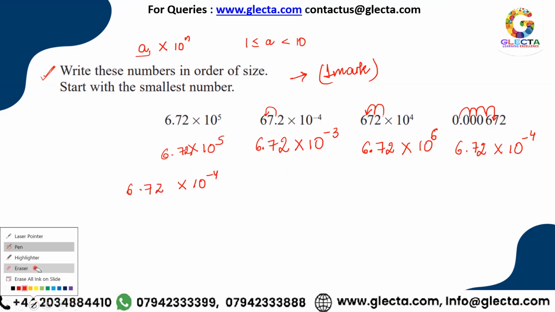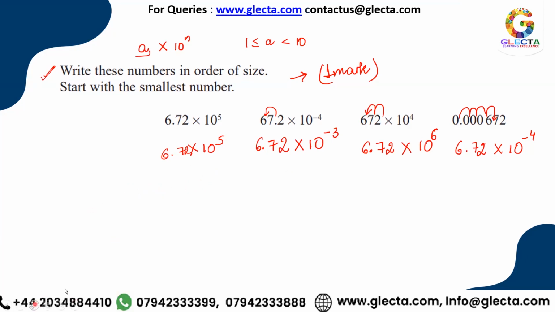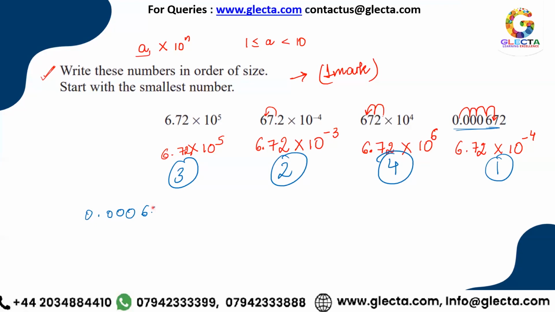Let me not write it again because I'll rewrite the final answer only once. So this is my first number, this is my second number, this is my third number, and this is my fourth. But when you have to give your answer in your exam, you would write it in the order given in the question. So you would write 0.00672 first, then 67.2 times 10 to the power minus 4. Then 6.72 times 10 to the power 5. And then 672 times 10 to the power 4. I hope this is clear to all of you.